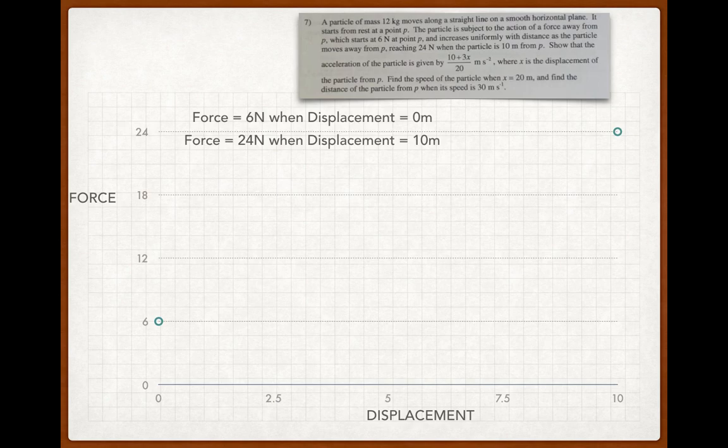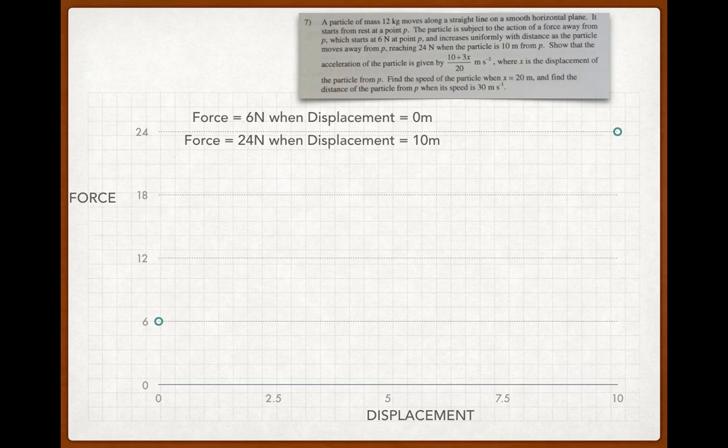So if we read this in the textbook, a particle of mass 12 kg moves along a straight horizontal line, starts from rest. So that means its velocity equals 0 when its displacement equals 0 and its time equals 0. There are initial conditions. The particle is subjected to a force away from P, which starts at 6 newtons. So that gives us, when the displacement is 0, the force is 6 newtons. It then increases uniformly, and when we reach a displacement of 10 meters, the force works out as 24.